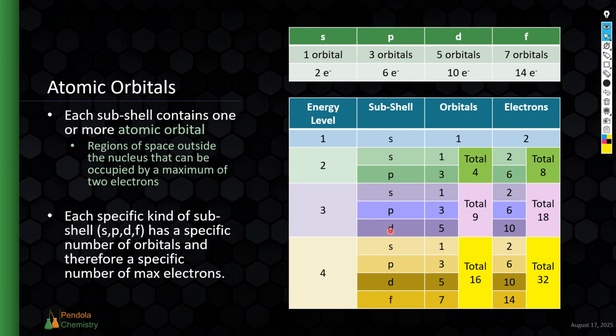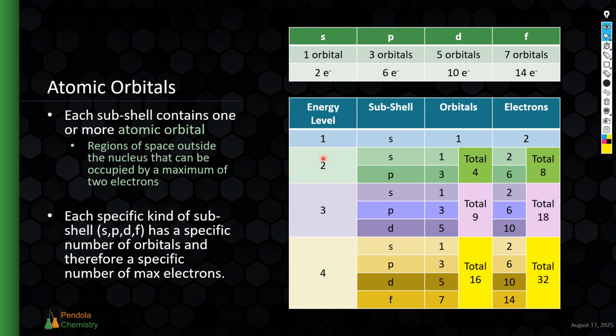The D sublevel can have 5 orbitals, and since each of those 5 orbitals can hold 2 electrons, there's 10 electrons in total. And finally, the F sublevel has 7 orbitals, and those 7 orbitals, 2 electrons each, can hold a maximum of 14 electrons.